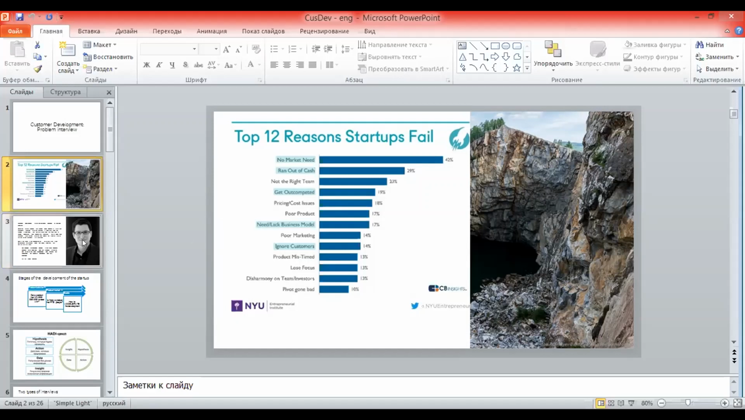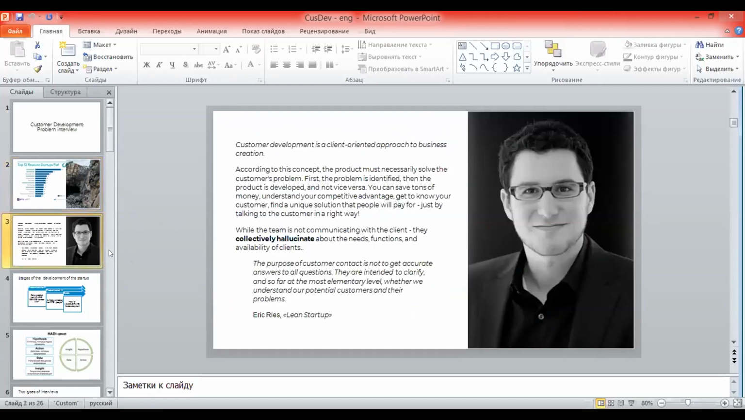So how to avoid this? It's a very simple tool, I would say, but unfortunately most startups skip this stage. We have Eric Ries with his lean startup concept and methodology, and one part of this concept is customer development. As we see, it is a client-oriented approach to business creation.